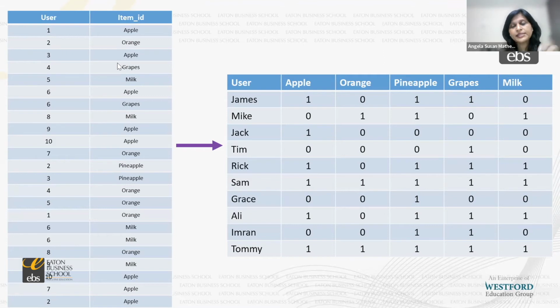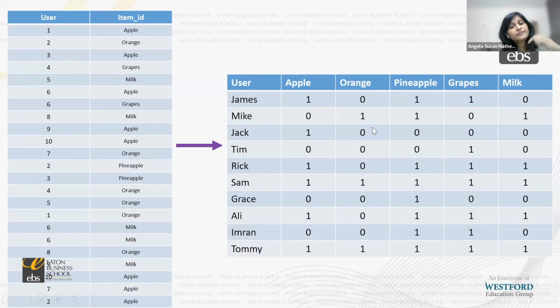We will transform this table into the table on the right. Look at how I've transformed it. You need to do a little bit of data preparation if you want to do analysis. Your data is available from the transaction history, and you are now preparing it for analysis. So what have I done? I'm giving names to the users to make it easy for us to understand. The first user is James, and James has bought apple. Orange is 0, pineapple is 1, grapes is 1, and milk is 0. So wherever there is a 1, the customer has bought the item, and wherever there is a 0, the customer has not bought the item. This is the first step of analysis.